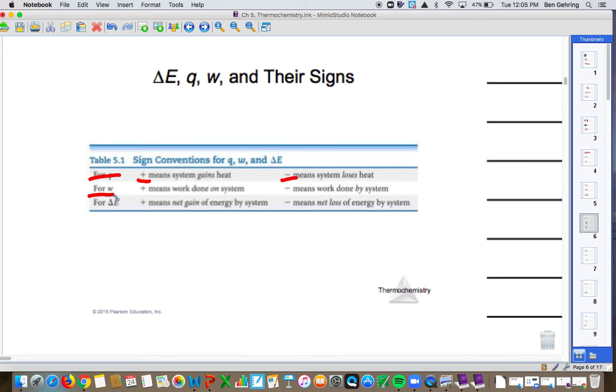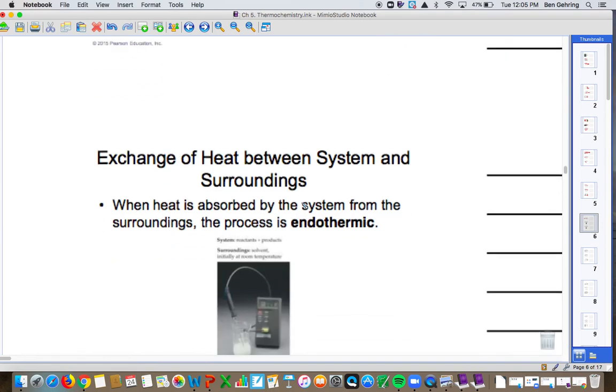W stands for work. If it's positive, it means work is being done on the system. Something is working on something else, so it's gaining energy through that work. If it's negative, work is being done by the system. If you do work, you lose energy. And that's what that's showing you. And for delta E, if it's positive, that means you're gaining energy. If delta E is negative, that means you are losing energy. So there is more work being done than heat being gained, or there is more heat being lost than work being done. Either way, it kind of works that way.